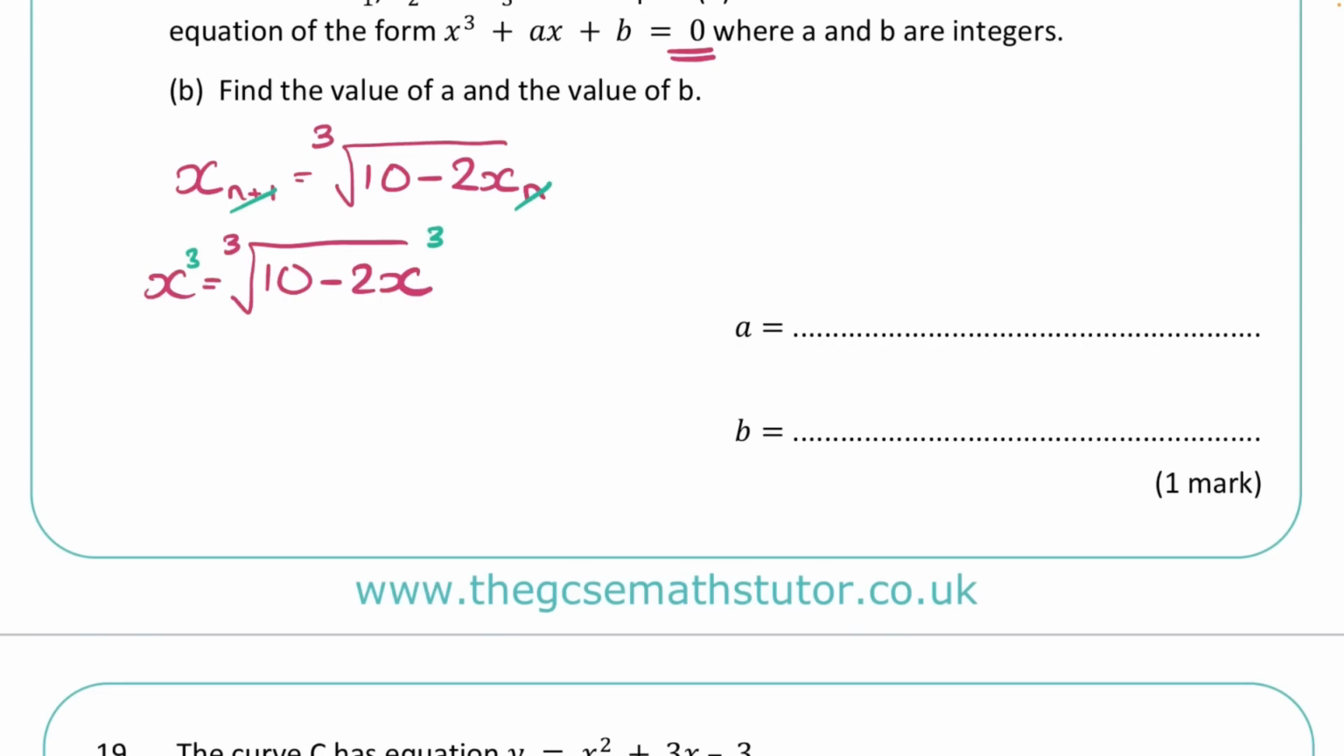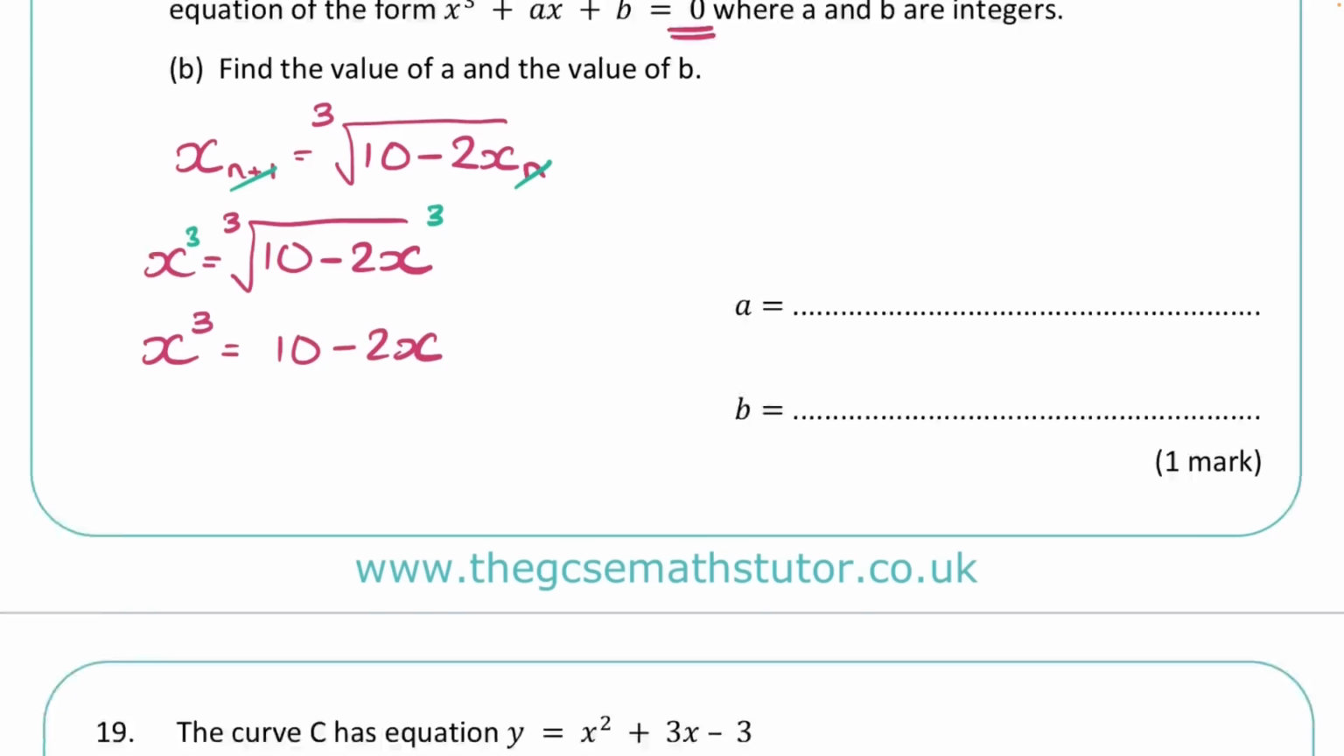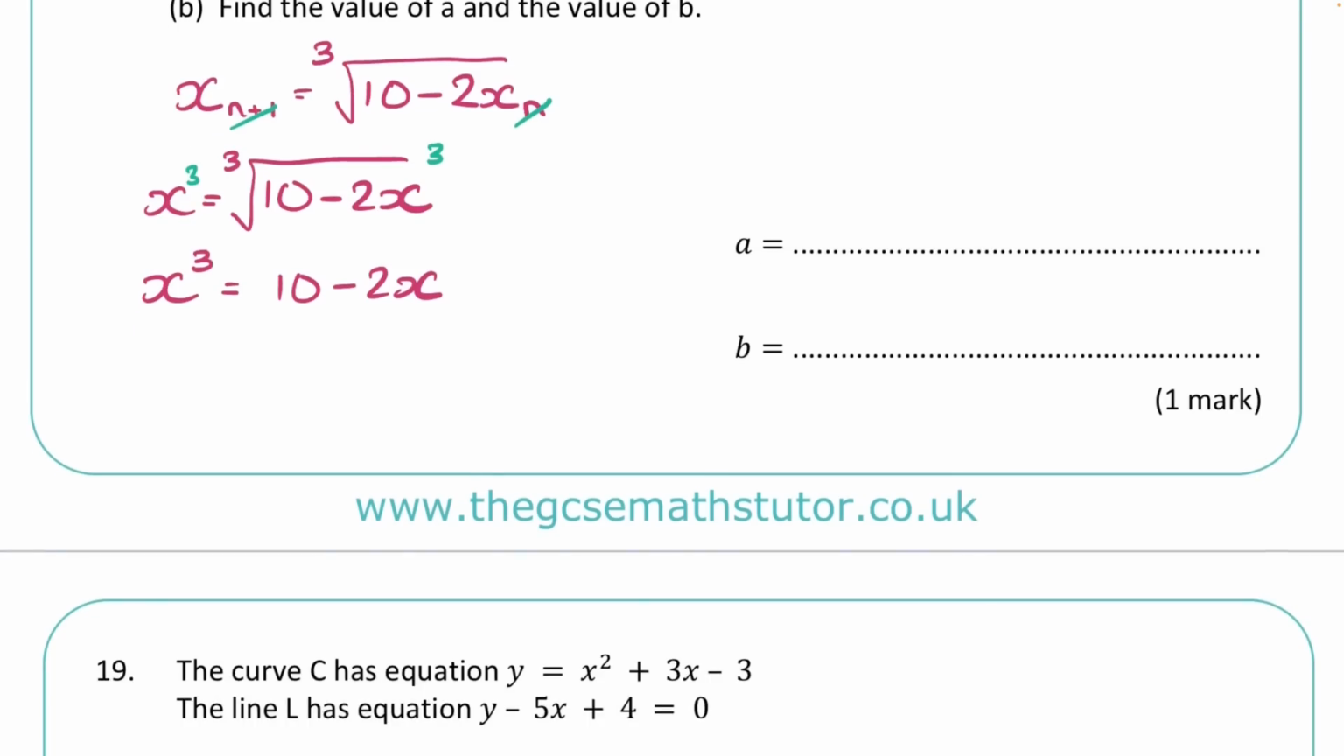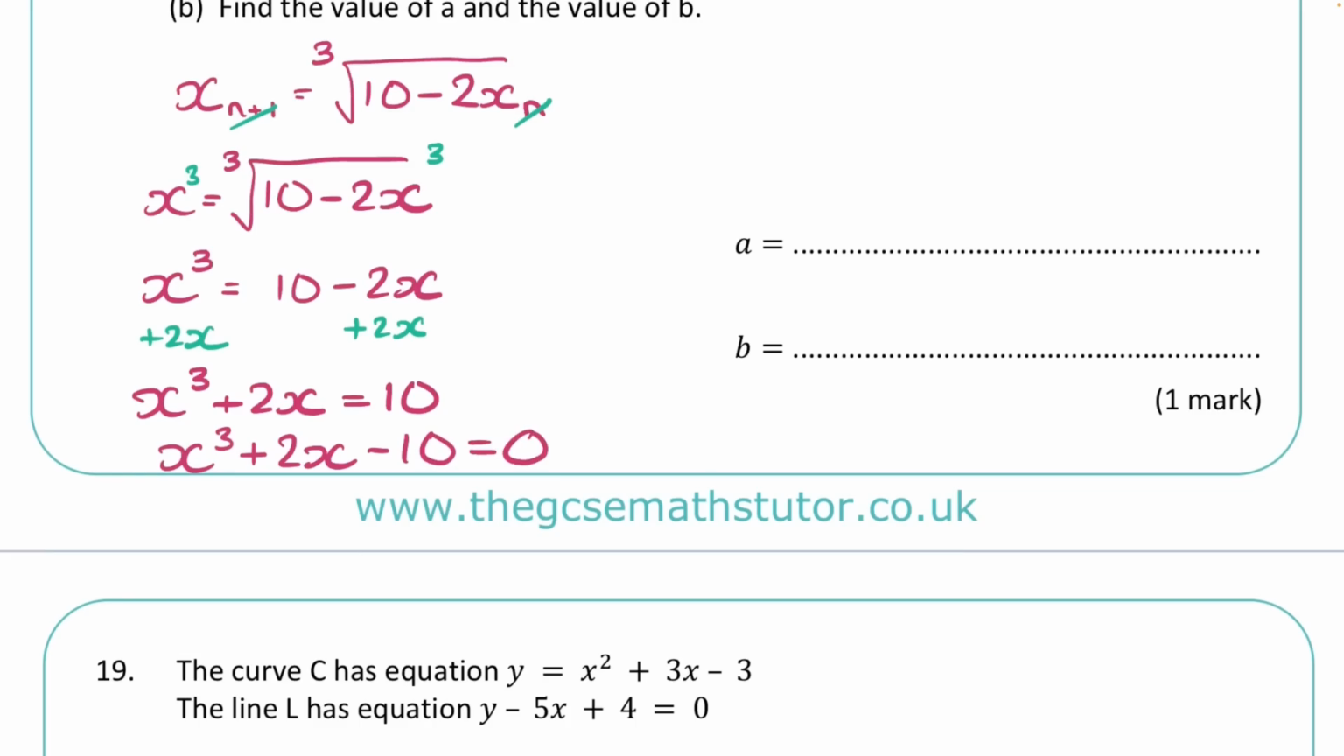That's going to get rid of the cube root. So I get x cubed is equal to 10 minus 2x. And at this point you'll see, particularly if you're good at rearranging formulae, that this next step is relatively nice. I've just got to add the 2x to the other side. Once we do that, we get x cubed plus 2x is equal to 10. And to make that equal to 0, I just need to minus 10 to the other side. So x cubed plus 2x minus 10 is equal to 0.